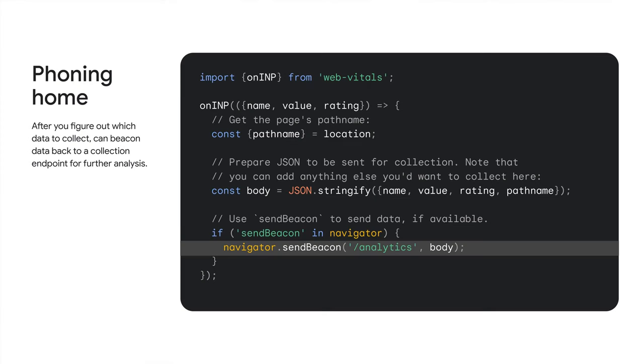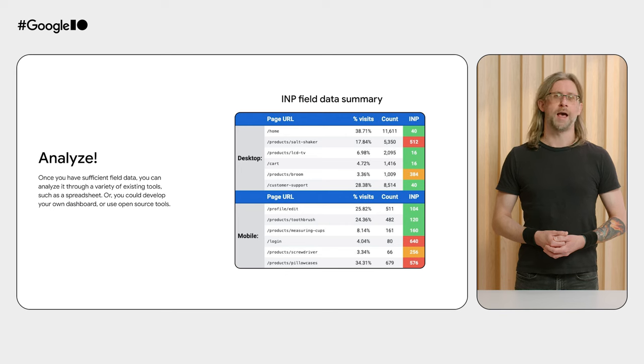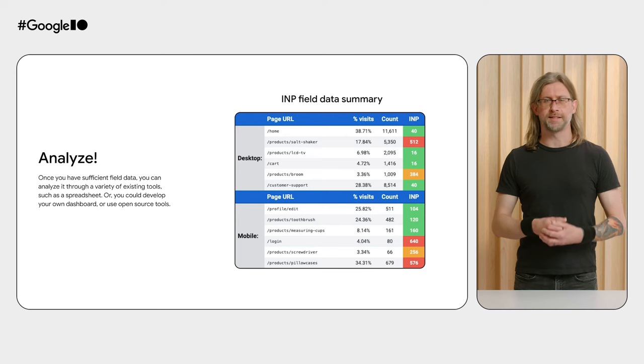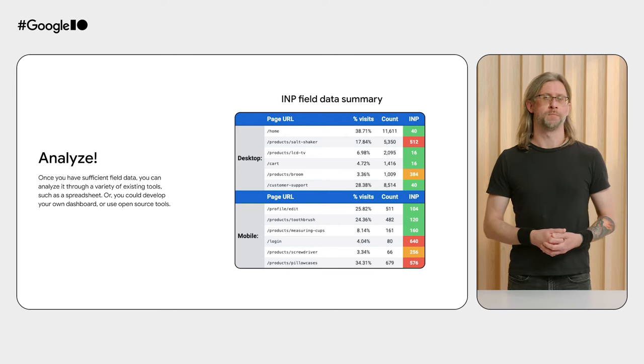This code sample shows how you could do that to an endpoint on your own server, while also including the path name for the current page for aggregation purposes. If you're using a third-party analytics tool that doesn't collect data for Core Web Vitals, refer to their documentation for how to send custom metric data.